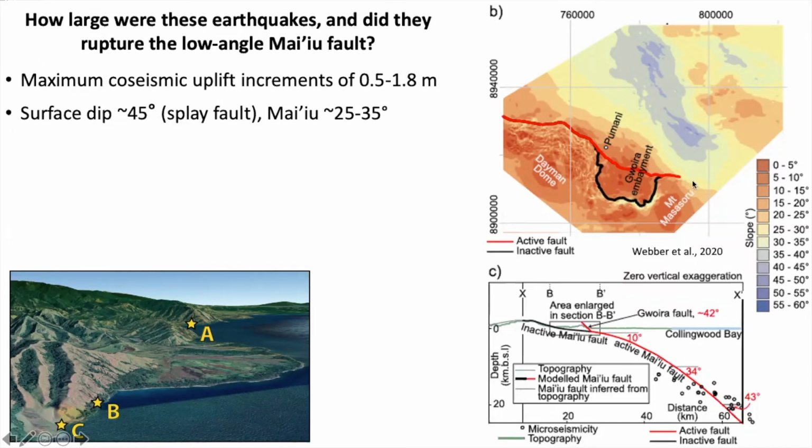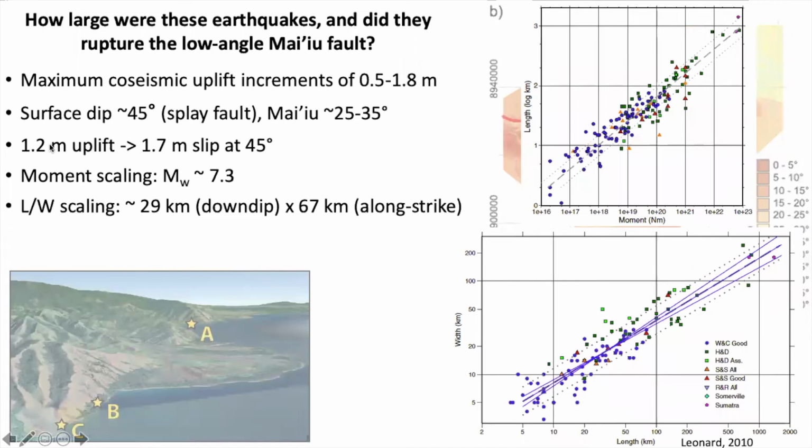So the corals that we're talking about are further offshore. So they're along strike over here, where the Mayu fault is modeled to dip 25 to 35 degrees based on surface modeling, which is also based on microseismicity and many strike and dip measurements of the Mayu fault that Sam did. So knowing this, if we take a representative uplift increment of about 1.2 meters, that implies 1.7 meters of slip on a 45-degree dipping normal fault. And using moment slip scaling relationships, we can estimate a moment magnitude of about 7.3.